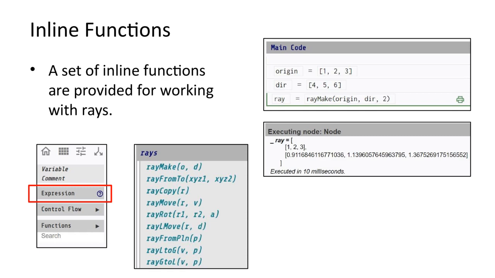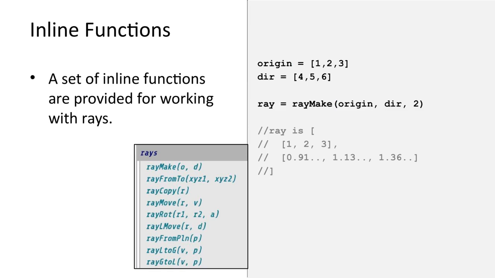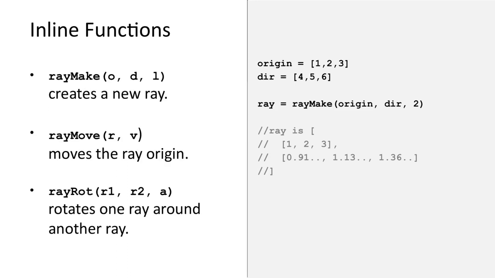A series of inline functions are available for working with rays. The rayMake function will generate a ray with a direction vector of the specified length. If no length is passed in, then the vector length is not modified. There are also functions for moving and rotating rays. The rayMove function moves the ray using a vector. The ray is moved relative to the axes of the global coordinate system.